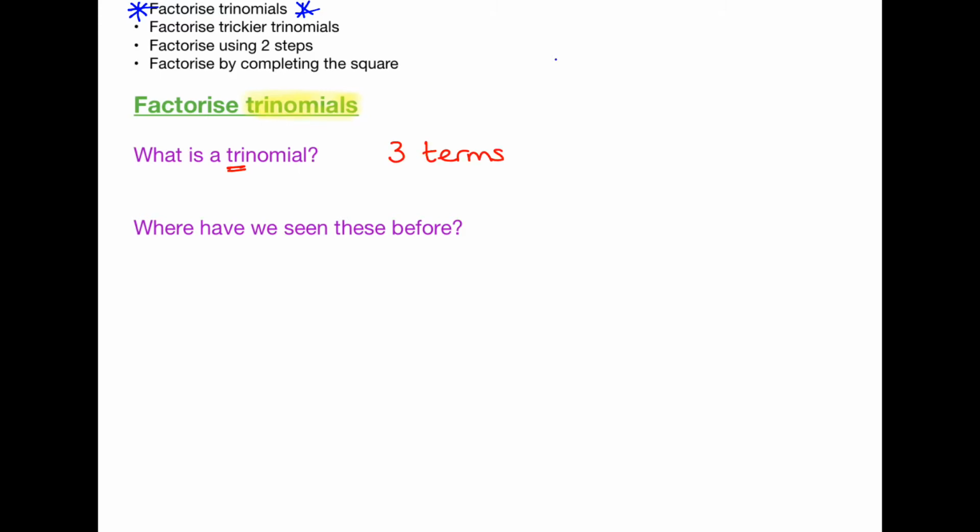So they're all like powers of x, they're not square roots or anything like that. So a trinomial usually looks like something x squared and something x and then something on the end. Okay, so 3 terms. Now, tri means 3. So usually we can write this as ax squared plus bx plus c to show that the letters a, b and c can stand for any number.